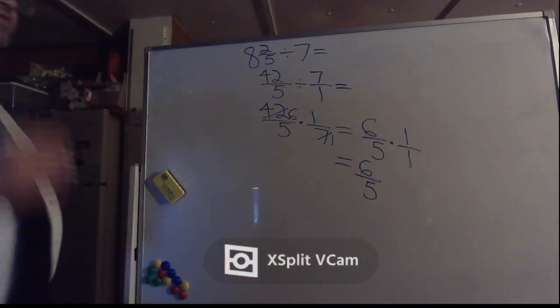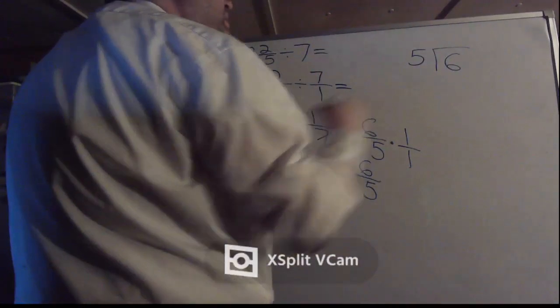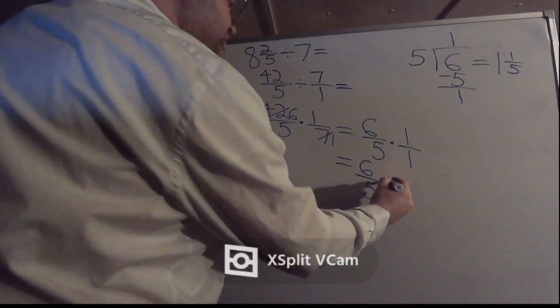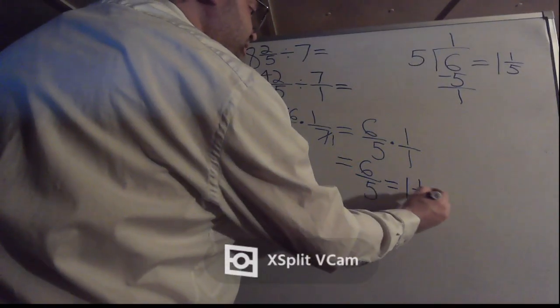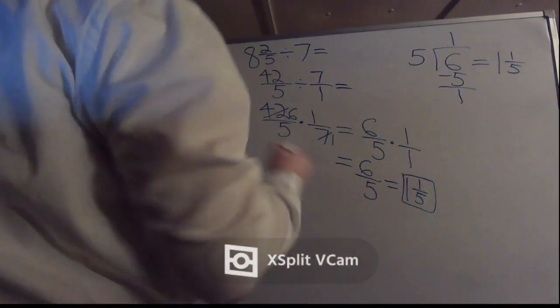But we need to convert that to a mixed number. So we'll take 6 and divide it by 5. And 5 goes into 6 one time. 1 times 5 is 5. 6 minus 5 is 1. So you'll have a whole number of 1. The remainder 1 will be your numerator. The divisor 5 will be your denominator. So your answer to this will be 1 1/5. That would be the answer you get for this problem.